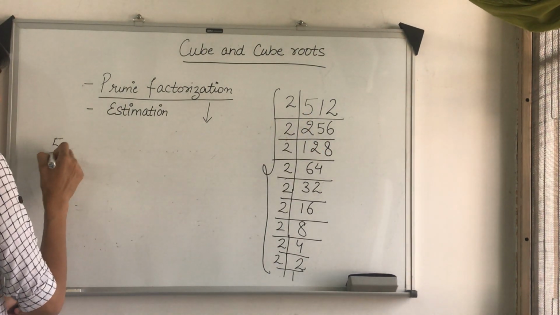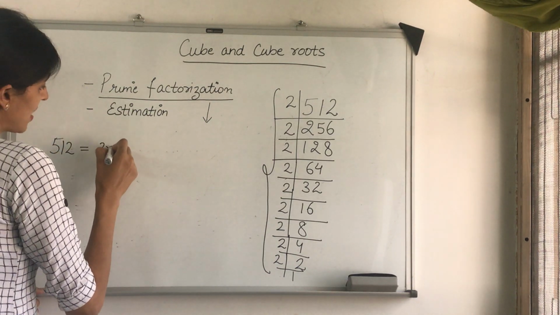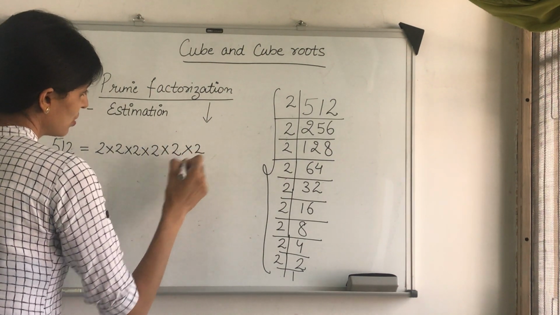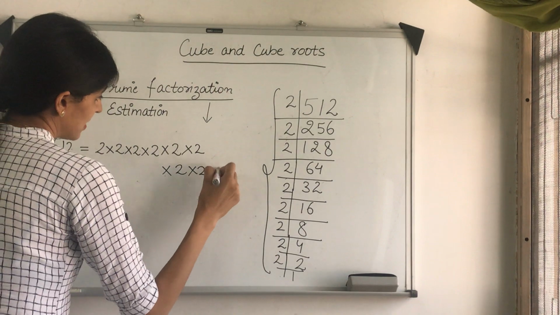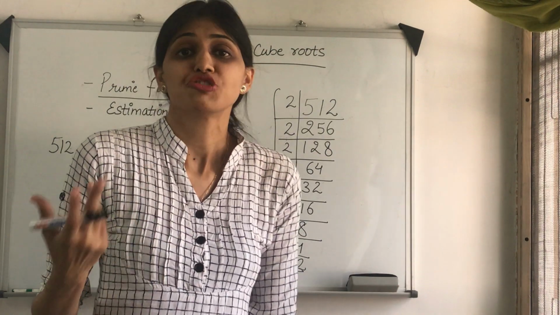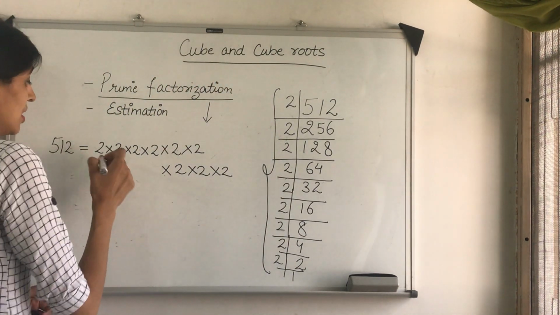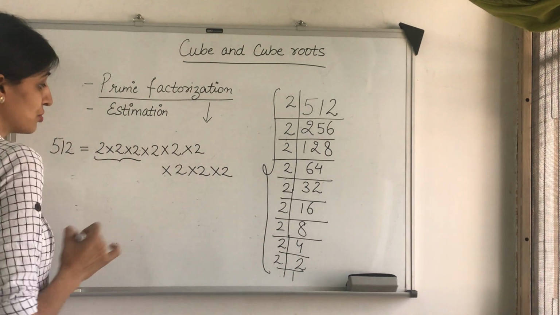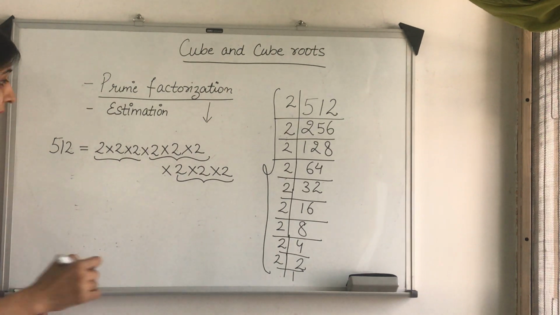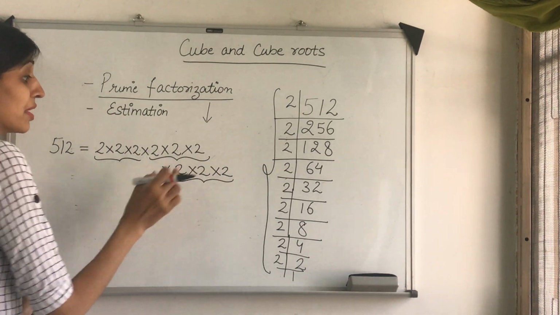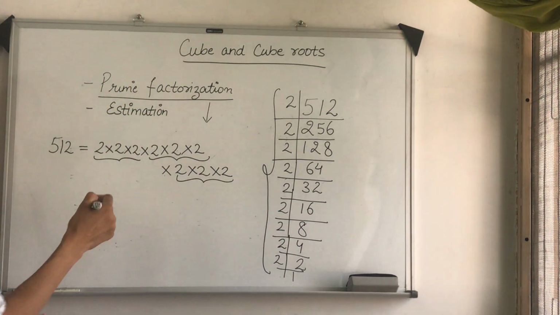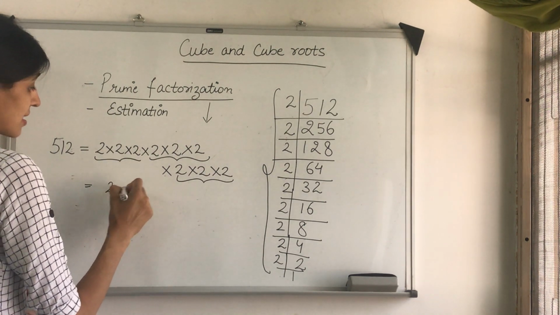So write down the factors of 512 here. 2 multiplied by 2 multiplied by 2, and so on, that is 9 times. Now what we have to make? We have to make triplets like in the previous question. So we are making triplets. Every number is making a triplet. That means 512 is a perfect cube number. So from the triplets, take out a single number outside.